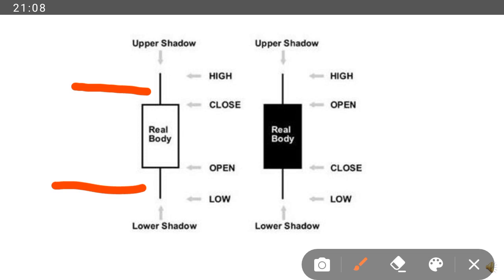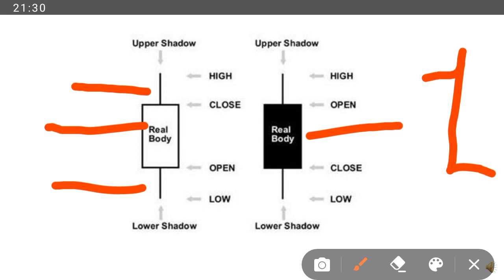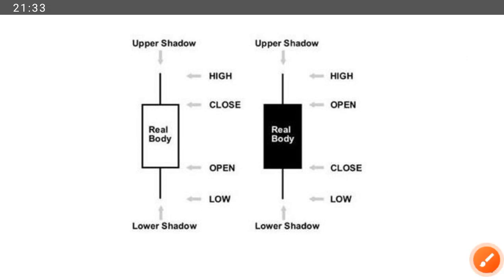Same thing here, the shadow. Why is it called shadow? Because it's not the real body. You can see the real body. So unlike the bar chart, unlike the bar, you see that one looks like this. So that's the candlesticks.